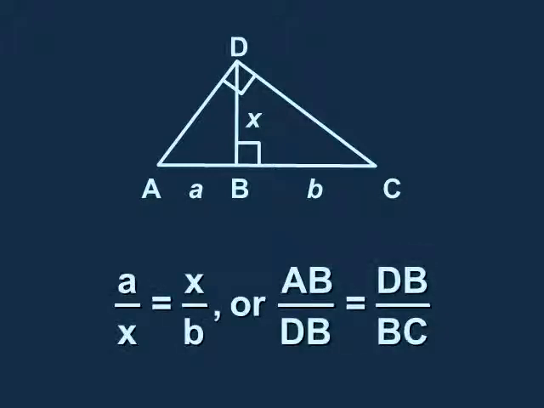So if I set up my geometric mean where a divided by x and x divided by b, or I can go ahead and put these in terms of sides, similar sides. AB is to DB as DB is to BC. So if I know any of those measurements, hopefully at least 2 of them, I can solve for the rest.